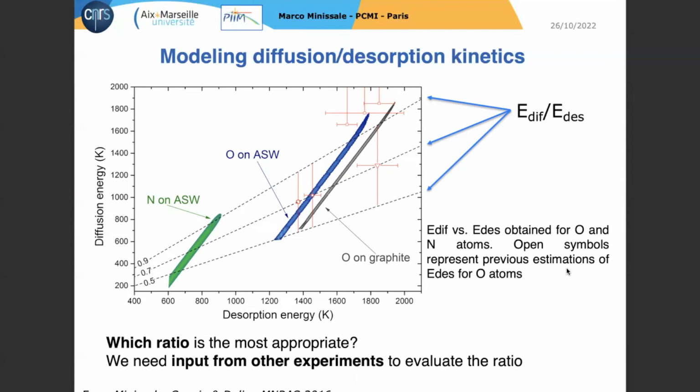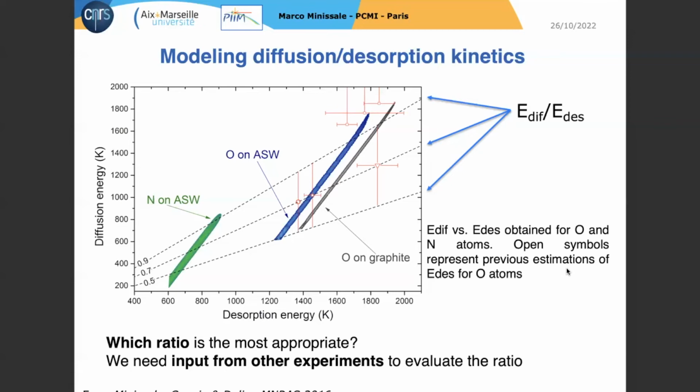So if we can answer the question of which ratio is the most appropriate, 0.5, 0.7, or 0.9, we can have a better constraint on the two parameters. In other words, we need inputs from other experiments to evaluate the ratio, or to evaluate one of the two parameters that are actually coupled.